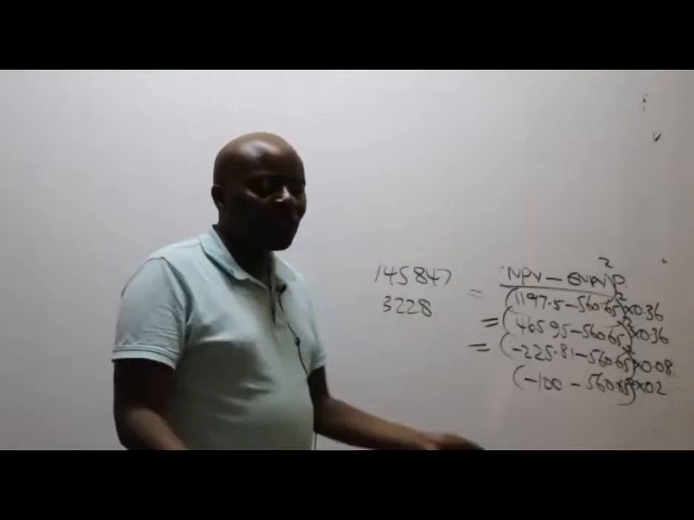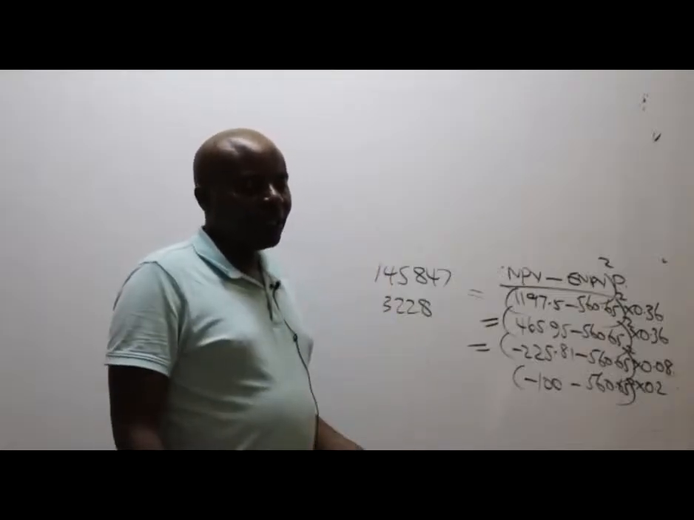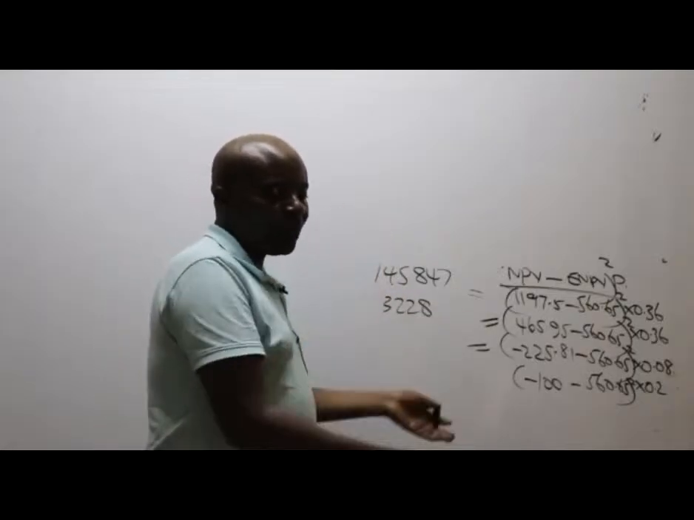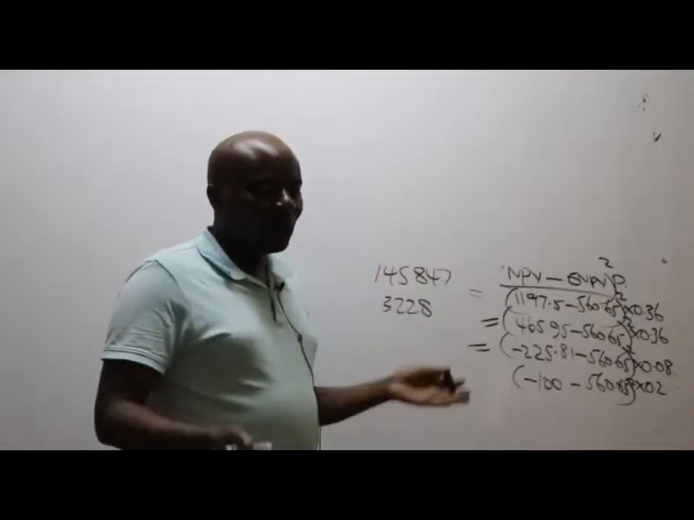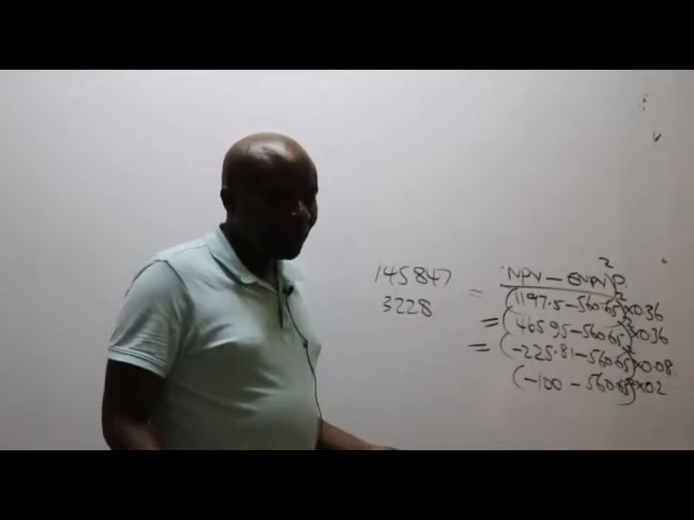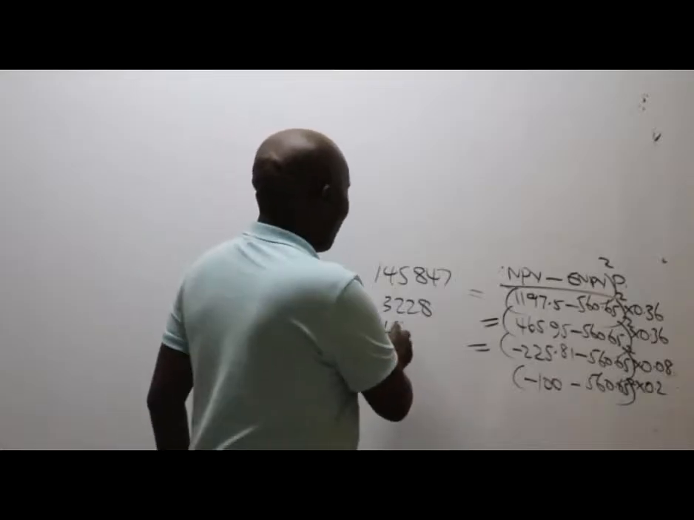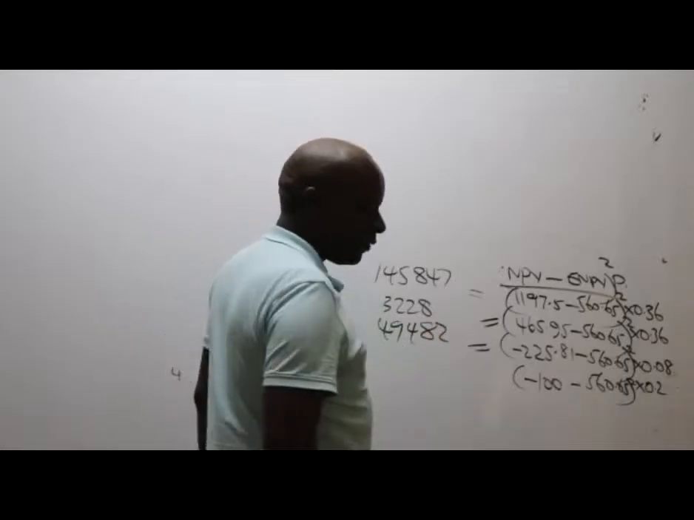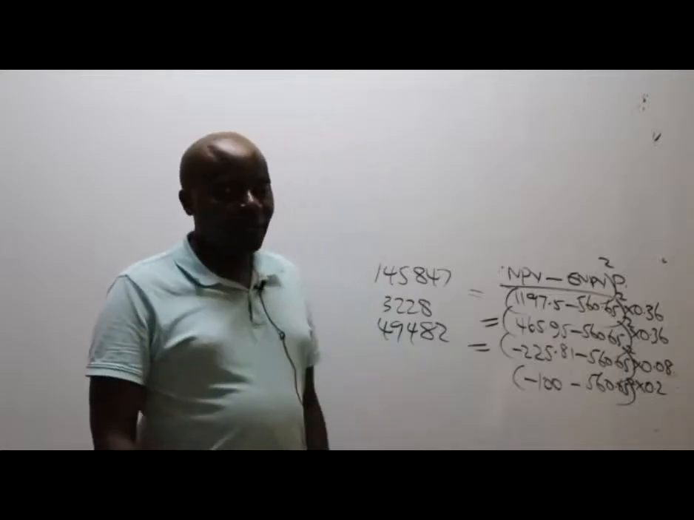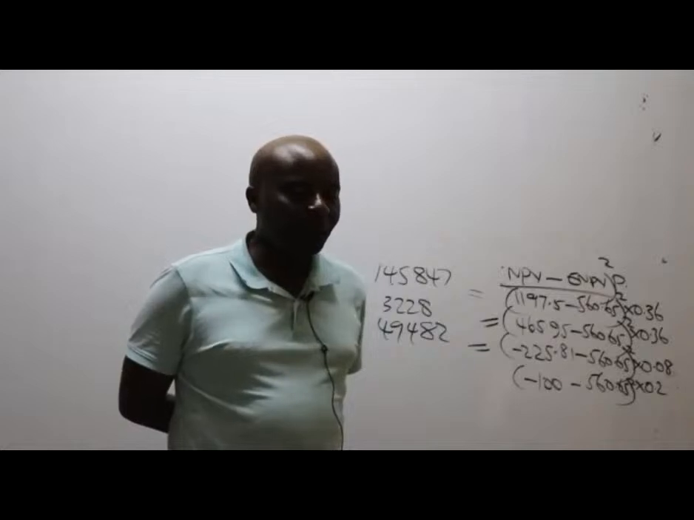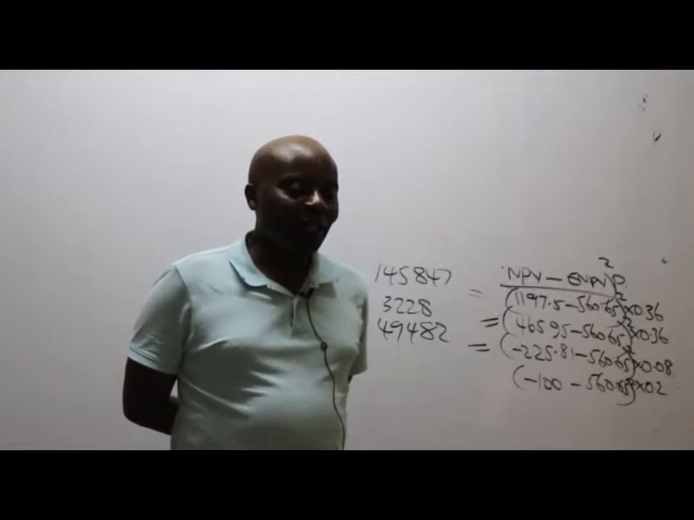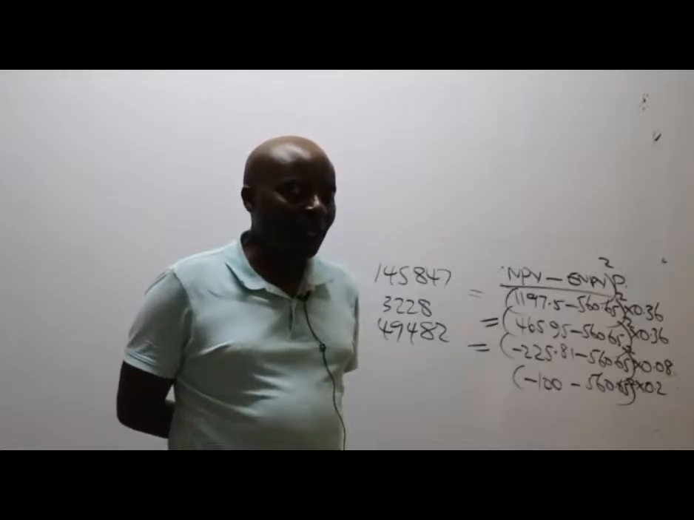Now we are on the third one. Write whatever figure you have there. If your calculator is cheating you, put that figure down and work with your figure. It is 49,482. And then now you come and give me the last one.